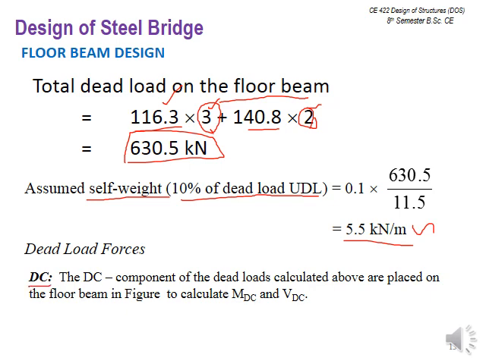Now coming to the calculations, load analysis, starting from the DC part. The DC component of the dead load calculated above is placed on the floor beam like in the figure to calculate MDC and VDC with a simple bending moment diagram and shear force diagram. Okay, this is not going to include the maximum effect. You are familiar with that. The maximum effect we will consider in the transverse distribution for the floor beam, as I have told you earlier. So for this particular case, once you are doing the longitudinal distribution, you are only going to use the simple bending moment diagram and the shear force diagram to calculate the maximum.